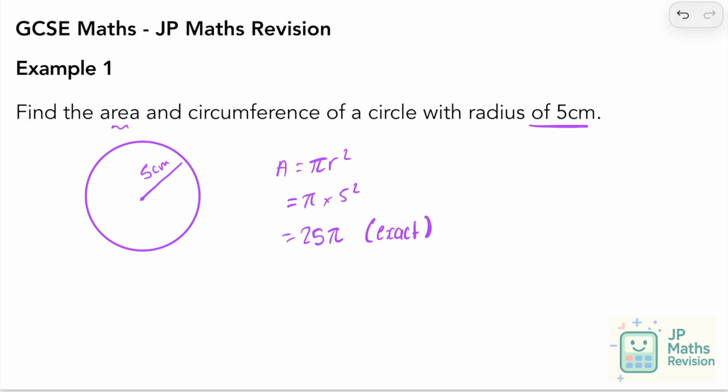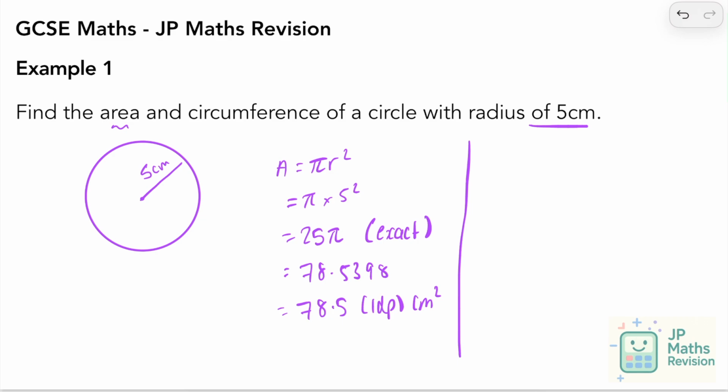I could also do this to one decimal place, for example, by typing 25 pi into my calculator. If I did that, I would end up with 78.5398. And if I want to round that to one decimal place, that's going to be 78.5. The units, because it's area, are going to be centimetres squared.